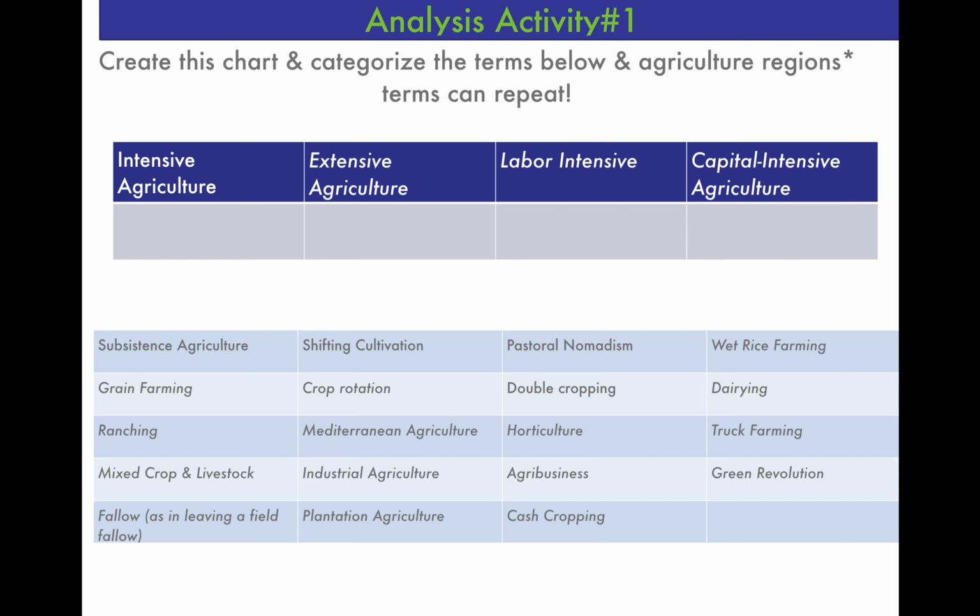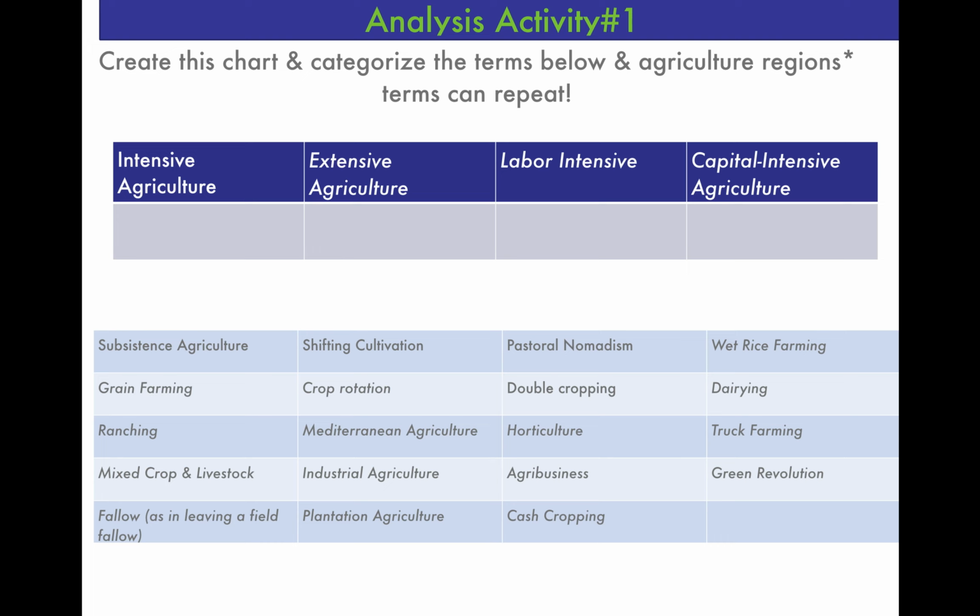Okay, we're going to break the analysis questions up a little bit differently for the odds and ends. What I'd like you to do as part of a review activity here is create the chart here for intensive agriculture, extensive agriculture, labor intensive agriculture, and capital intensive agriculture. And I'd like you to sort all of the terms you see here on the bottom into these different categories. You absolutely can repeat terms because, for example, I just mentioned here that dairying is a capital intensive form of agriculture. It's also a labor intensive form of agriculture, and it's also an intensive form of agriculture in the sense that it's over a smaller area of land.